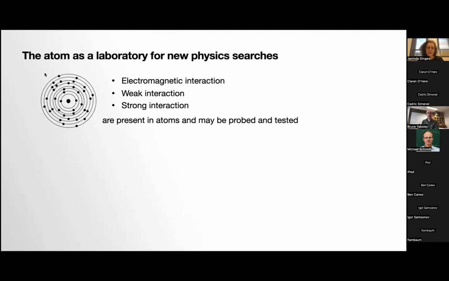So just a schematic diagram here of an atom. We have electrons whizzing around a central nucleus. This is just a schematic diagram to show you that an atom does contain all of the interactions within the standard model. You have, of course, the electromagnetic interaction, the weak interaction, and the strong interaction all taking place within an atom, which makes an atom essentially like a micro or nano laboratory for doing tests of the standard model and searches beyond it, as long as you come up with clever ideas of probing these.